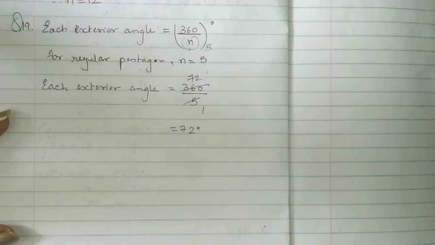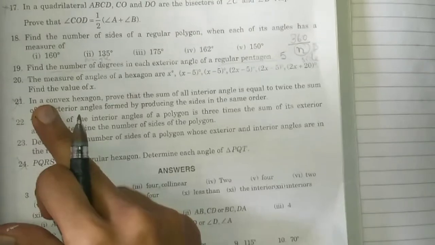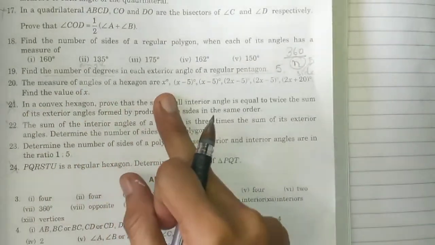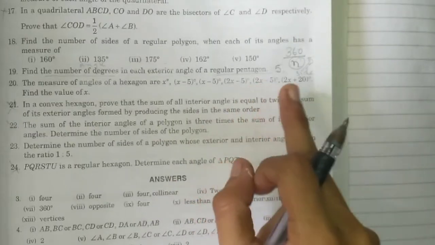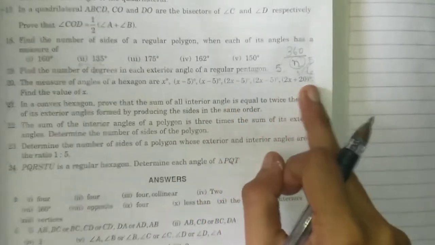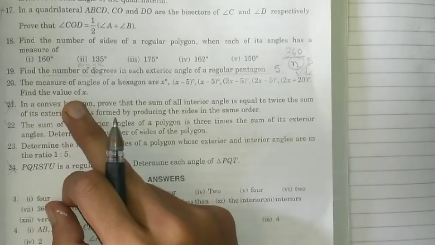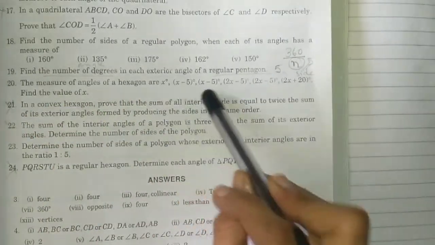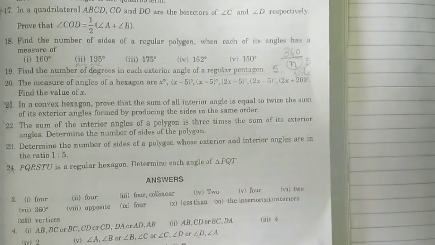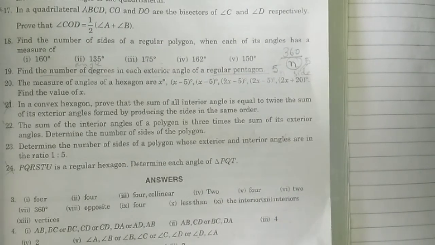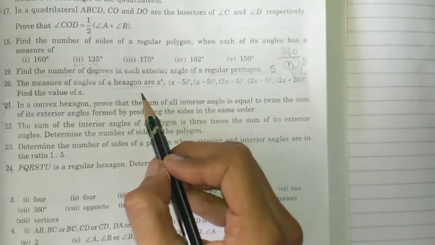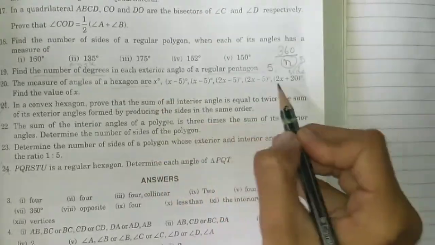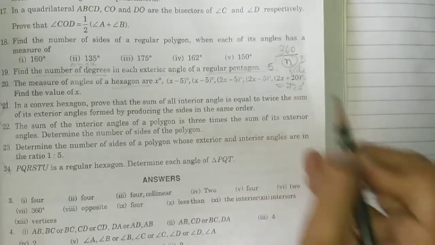Now let us see question 21. The measures of the angles of a hexagon are x minus 5 degrees, x minus 5 degrees, 2x minus 5 degrees, 2x minus 5 degrees, 2x plus 20 degrees. Find the value of x. Now you have been given all the angles of the hexagon, and the formula is that the sum of the angles of a hexagon is equal to 720.